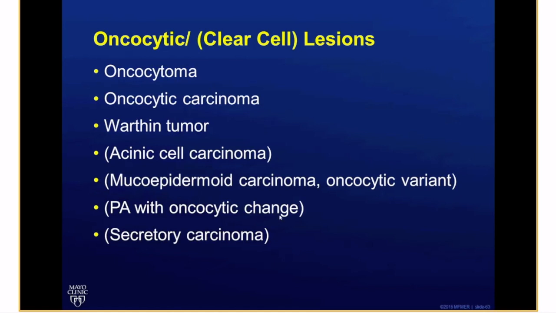And these lesions that I have put in parentheses can look either clear or oncocytic. Even basaloid lesions, if they have a predominance of oncocytic cells, can look like they belong to this group.